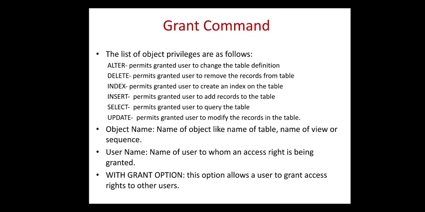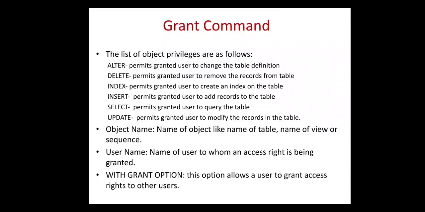The next is on object name. This object name is the name of the object, like the name of a table, view or sequence. It means on which table or on which view you want to give the permission. Then username, the name of the user to whom an access right is being granted. This is the user to whom you are going to grant the privilege. Which privileges? The privileges listed above, that is alter, delete, index, insert, select, update.